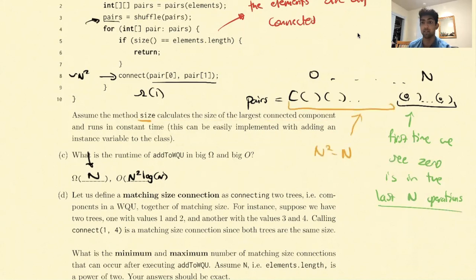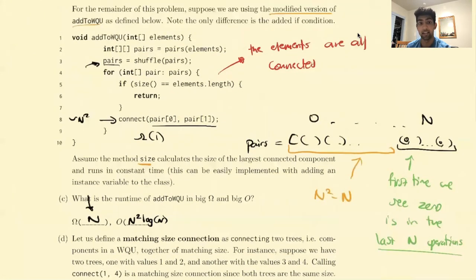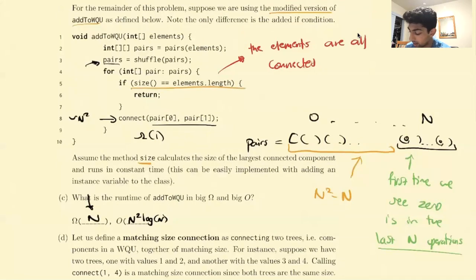What we can say is that we will never hit this if condition in any of these operations, right? Because in order to hit this if condition, we have to have connected 0 to the tree at some point, right? But the first time we see 0 is in the last n operations. So what we can say is that there are n squared minus n operations where we call connect, right? So there's on the order of n squared operations where we call connect.